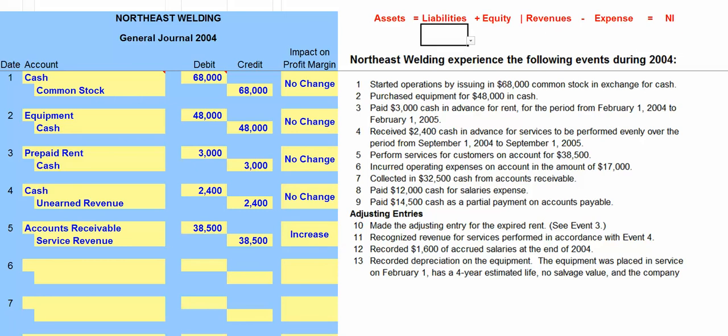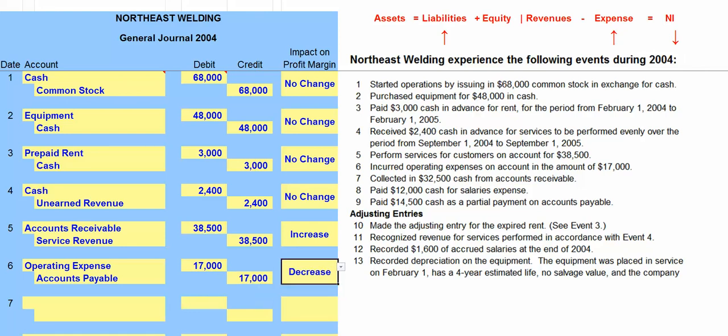In transaction number 6, we incurred operating expenses on account, which means accounts payable, in the amount of $17,000. This is an increase in liabilities and an increase in expenses. We record increases in expenses with a debit. So we have a debit to operating expenses for $17,000, and we will have a credit to accounts payable for $17,000. Since our expenses will cause a decrease in net income, the impact of this transaction will be to decrease the profit margin.